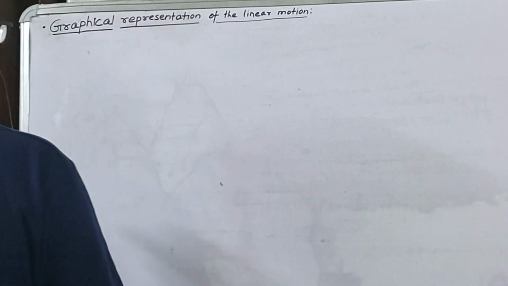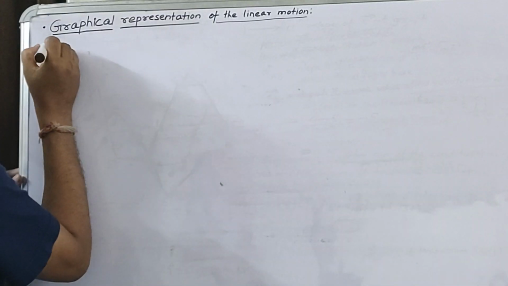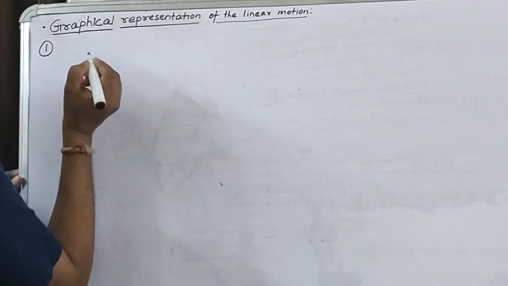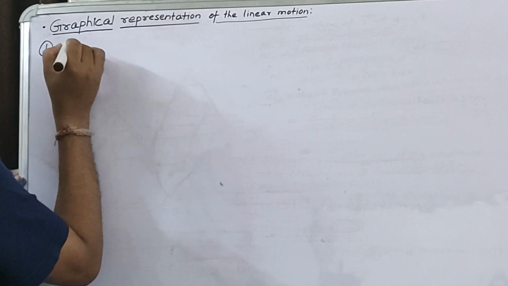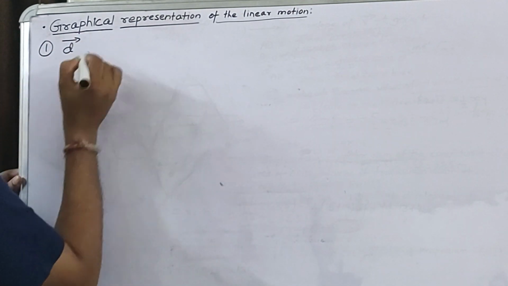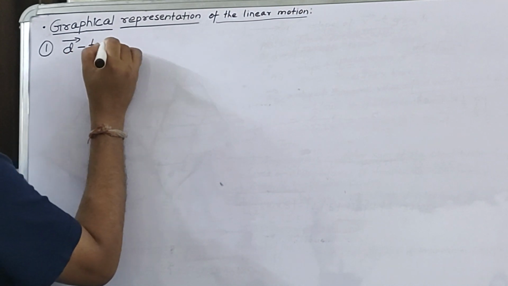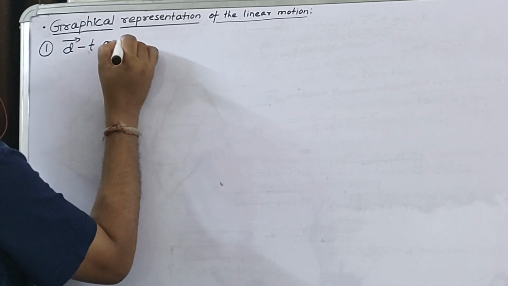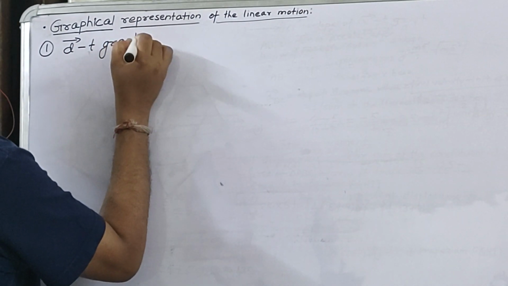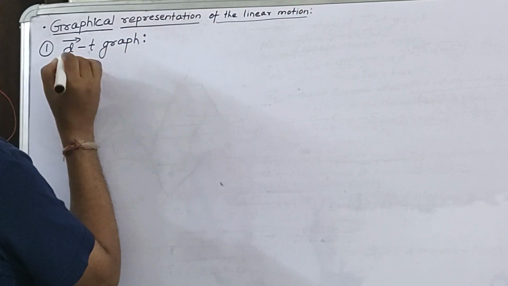Okay. First of all, I am going to draw a graph that is called the displacement time graph. Displacement I denote with the letter d. So the first type of graph is the displacement time graph.